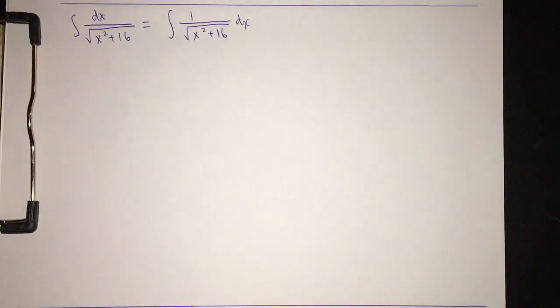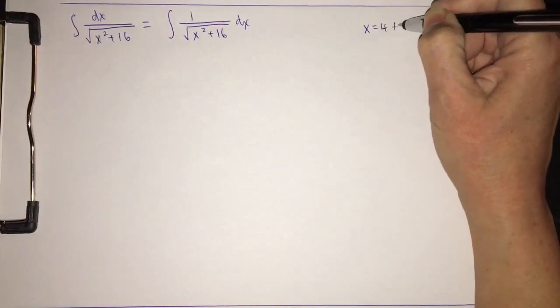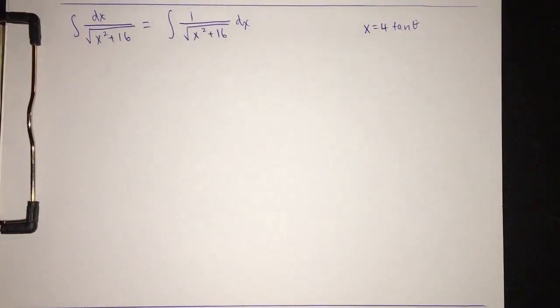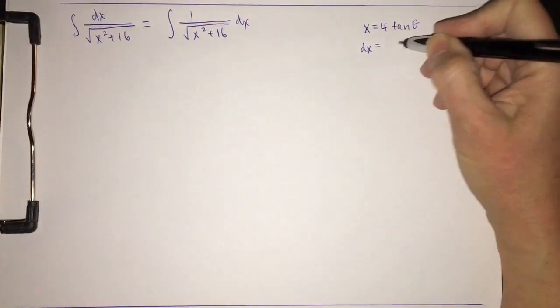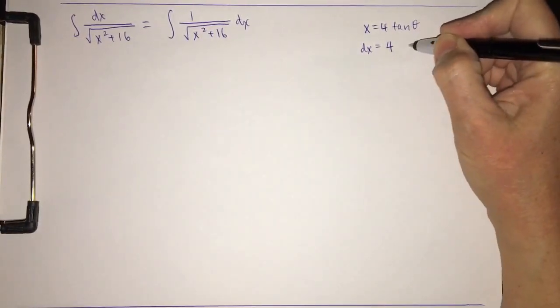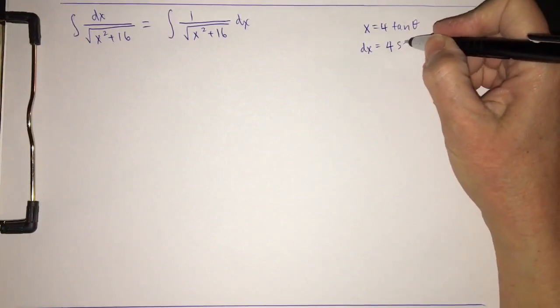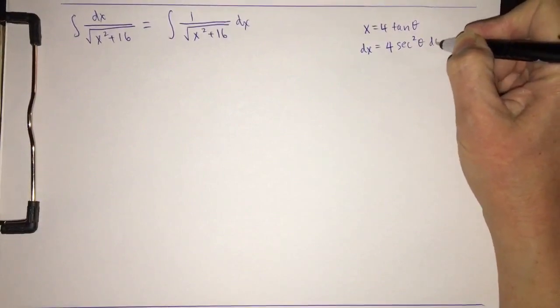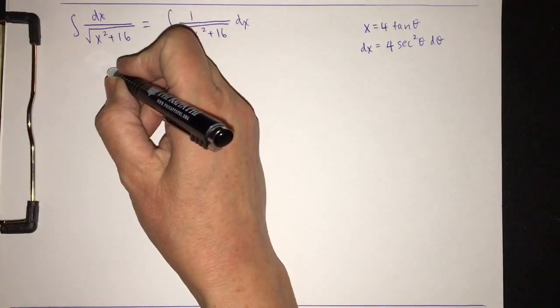So the trig substitution is x equals 4 tangent theta. Don't forget, you have to find out what dx is. dx will be the derivative of 4 tangent theta, and the derivative of tangent theta is secant squared theta. So 4 secant squared theta d theta. So there's the dx. And let's get all this substituted into this problem.